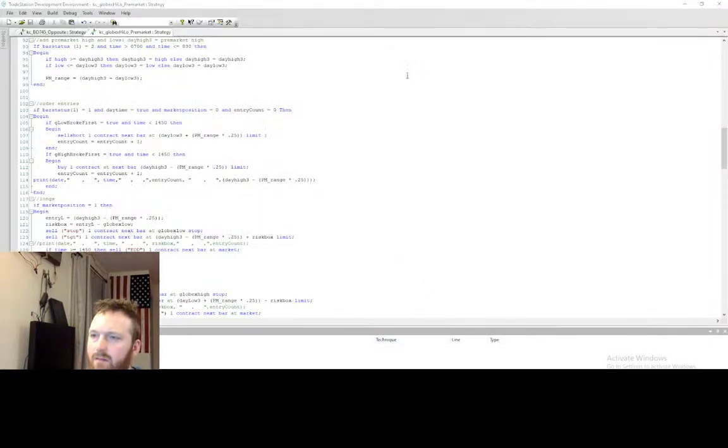Rounding. It might not understand how to round by itself, so we have to round quick. Where is easy language? There we go. Rounding. I have to relearn this pretty much every single time.